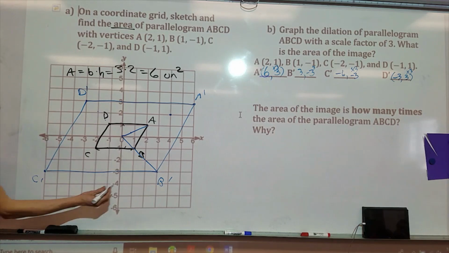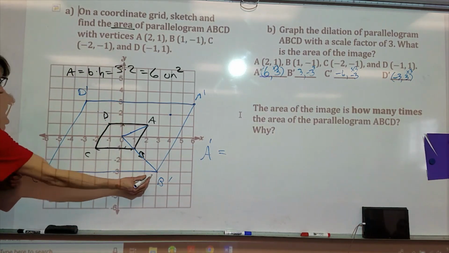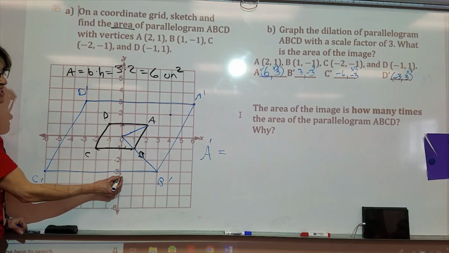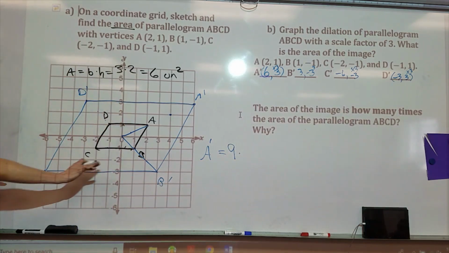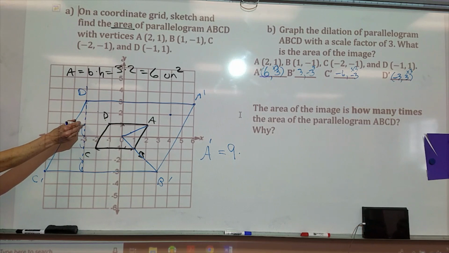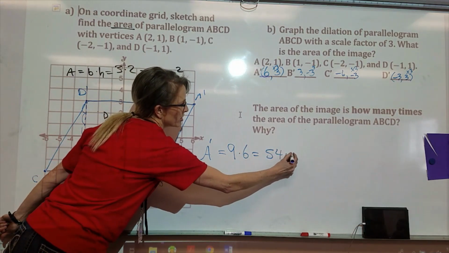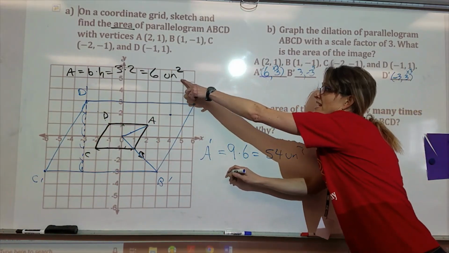What's the area? So the area of the new one, we'll call it area prime. We need a distance for our length. Let's count together. Ready? 1, 2, 3, 4, 5, 6, 7, 8, 9. So that's our length or our base. And then we need a height. Count with me. Ready? 1, 2, 3, 4, 5, 6. Which is 54 units squared. Now, our original area was 6.